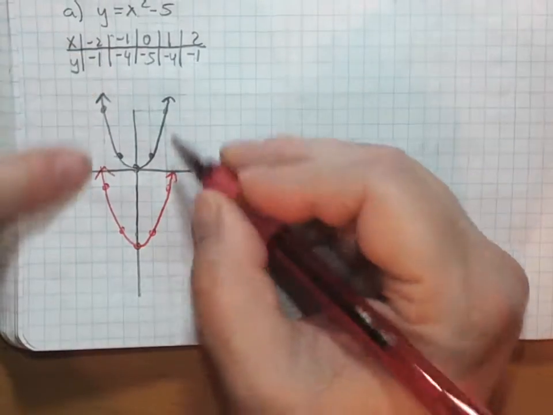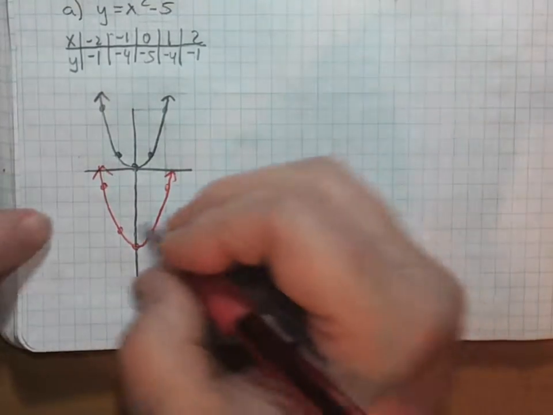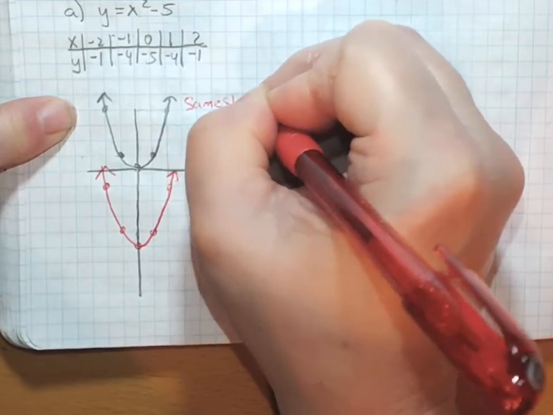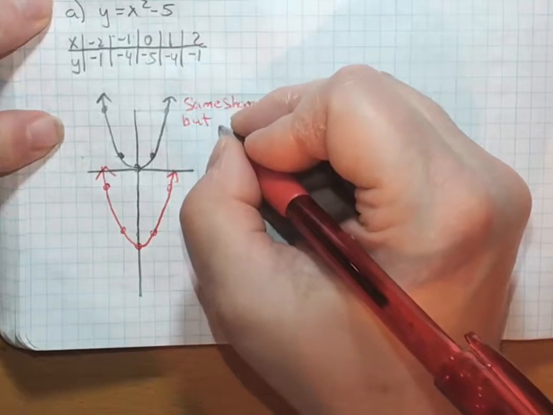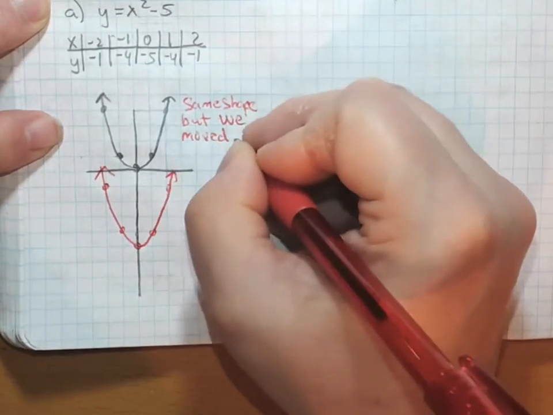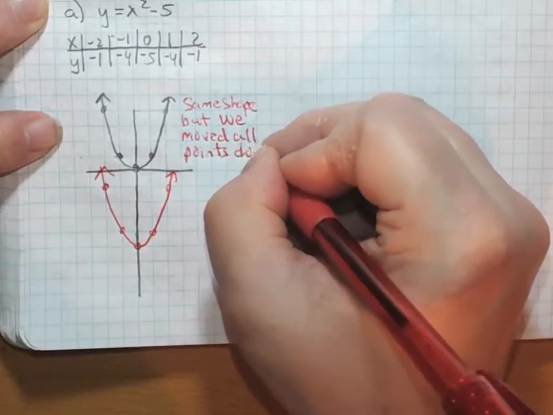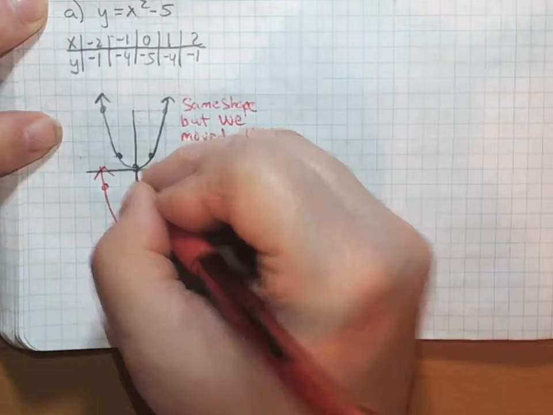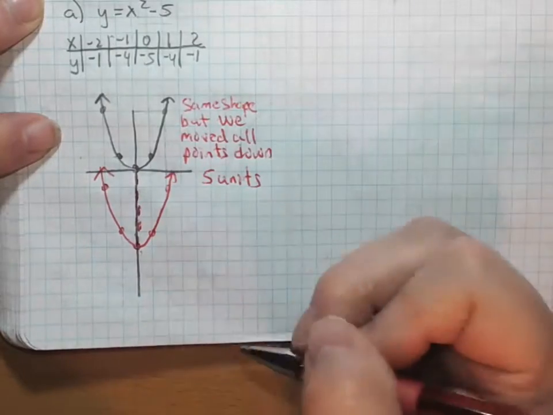And when we compare this, the difference, it's the exact same shape, just everything shifted down 5 units. Okay, so same shape, but we moved all points down 5. Okay, just count it. 1, 2, 3, 4, 5. So this is shifting the vertex down 5 points, right?